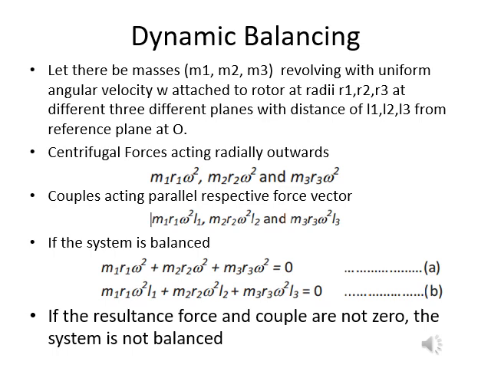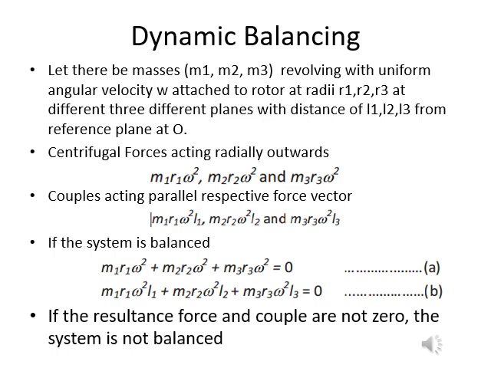Then you have to calculate the distance from each of the masses to the point O. Usually the centrifugal force F is equivalent to MA, where the force is equivalent to M times omega squared R, and omega squared R is the acceleration. Compared to static balancing, here you must use the couple acting parallel to the respective force vector, so you must calculate the force times the distance L, the distance between the mass and the reference plane at O. So you should have the couple equal to M times R times omega squared times L.